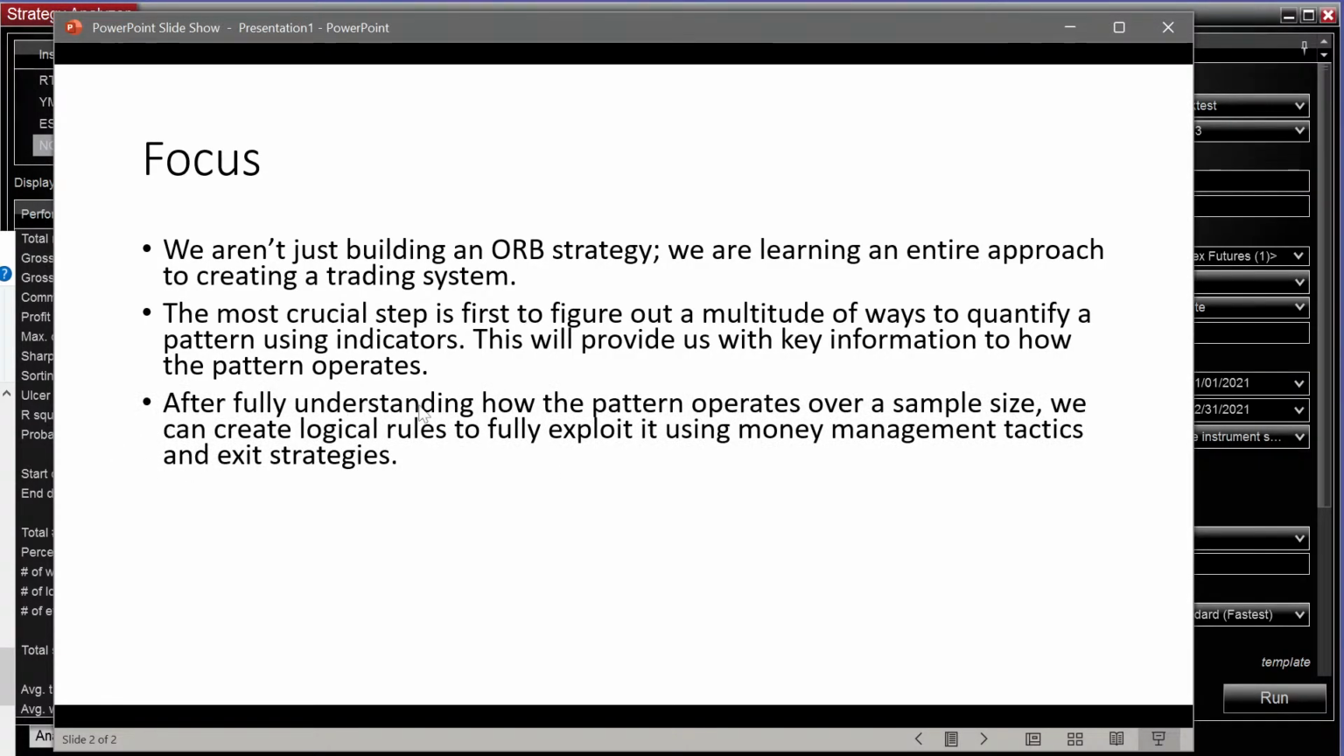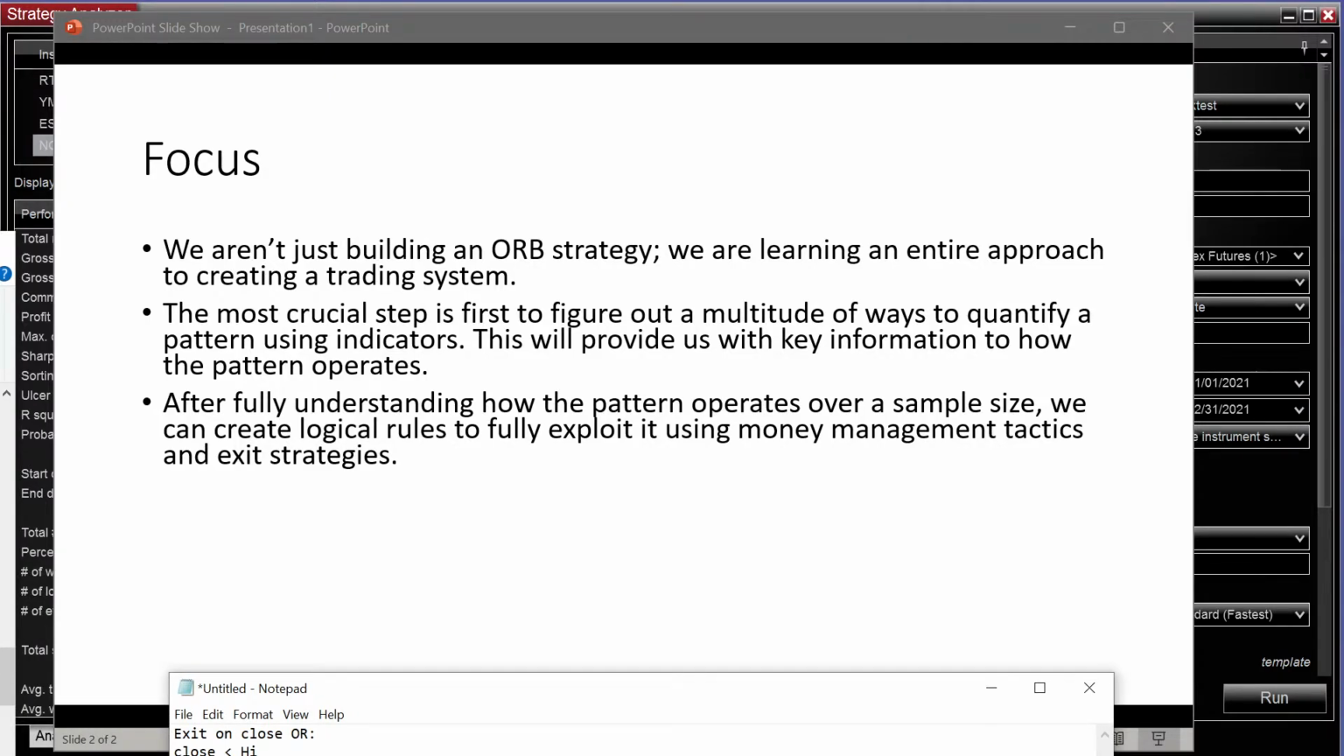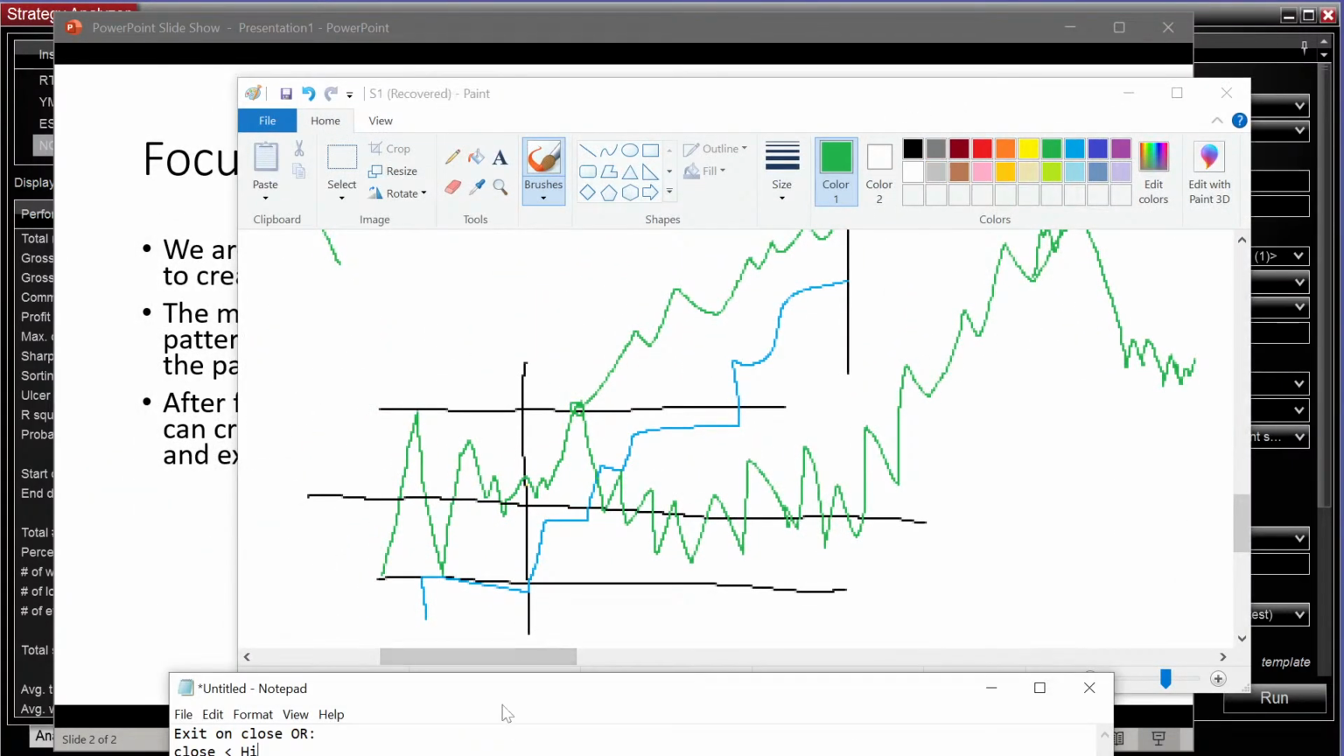After fully understanding how the pattern operates over a sample size, because unfortunately it is always dependent on our sample size, we can create logical rules to fully exploit it using money management tactics and exit strategies. Now, what does that mean? This is when things get more interesting.